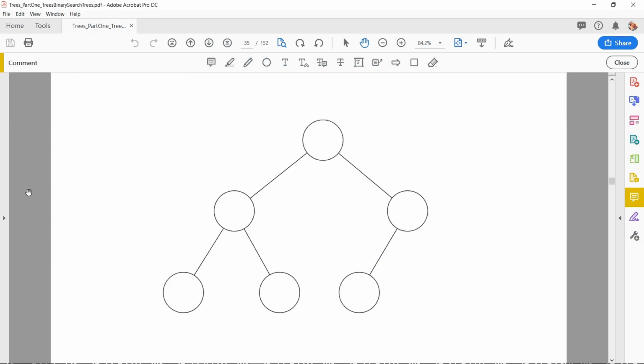So take a look at this one, and again, think about whether it is full based on both definitions and whether it is complete.